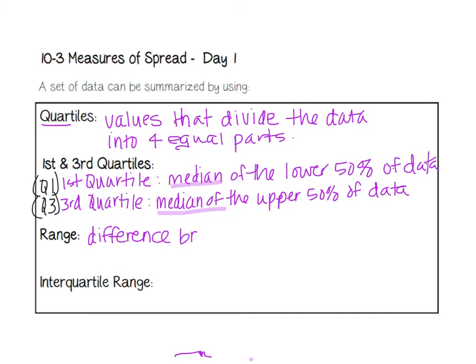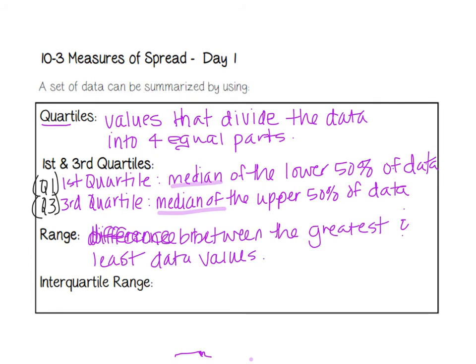The range is the difference between the greatest and least data values. And of course, when we say difference, we do mean to subtract. We don't mean that one is green and one is blue or anything like that. We mean to subtract. That is the math meaning for the word difference.